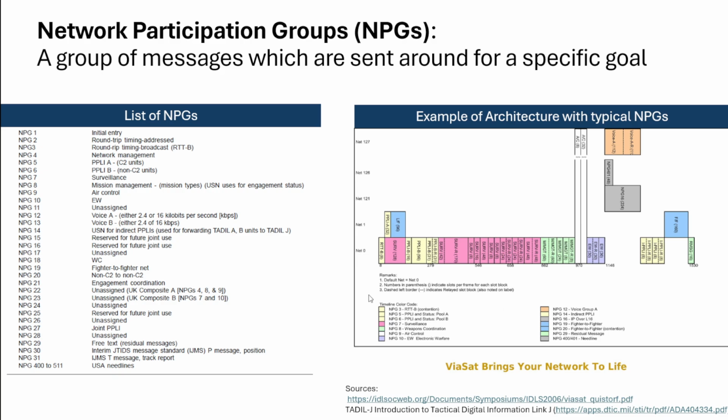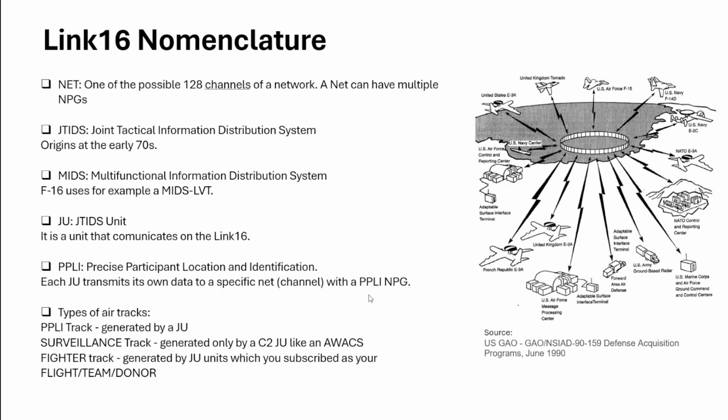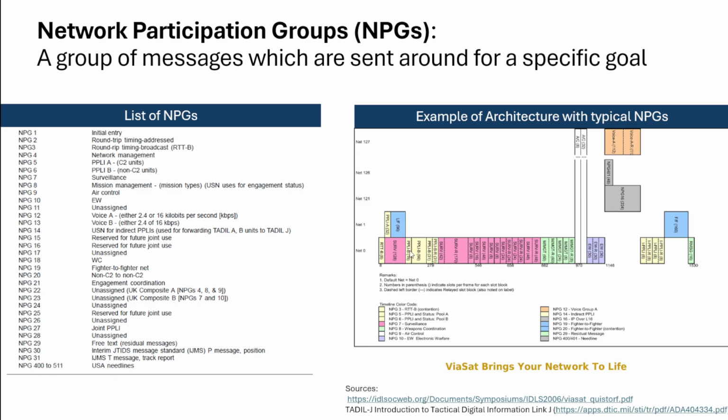So now you can imagine that there is a lot of nomenclature. I'm going to just go through it because I'm going to be using it. A net, as I just showed, is one of these possible 128 channels, and a net can have multiple NPGs. Net is a synonym for channel.